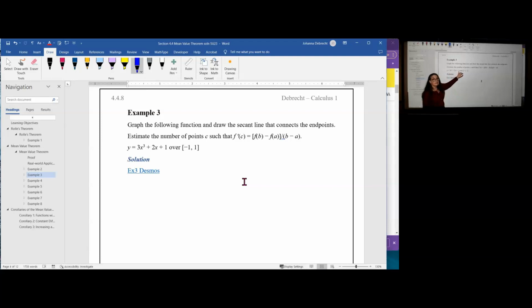In order to apply the mean value theorem, we have to check the two conditions. Is this a continuous function over the closed interval? Yes, because it's polynomial. Is it a differentiable function over the open interval? Well, in fact, it's differentiable everywhere. So we know we can apply the mean value theorem. Let's go ahead and figure out, based on the graph, how many values of C we think there might be.